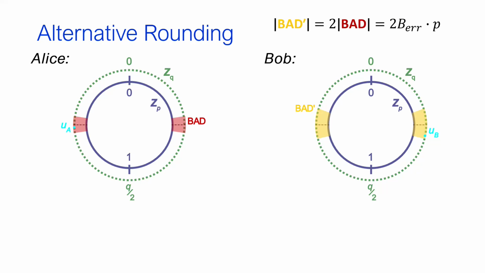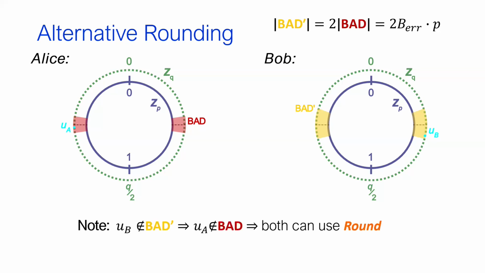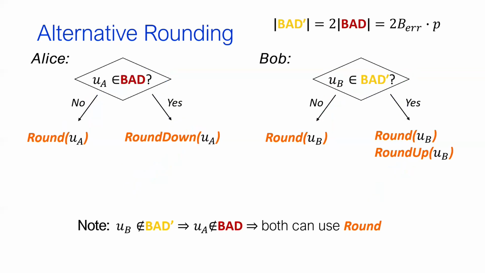know that their sum is very close to a multiple of Q over P. So in this case, their sum has to be either close to 0 or close to Q over 2. So we can notice that if Alice's share is in this red area, then Bob's share must be in this slightly larger yellow area. Or in other words, if Bob's share is outside of the yellow area, then Alice's share must be also outside of the red area. So without communicating, they both know that they can use the standard rounding method without risk of an error. So this is what we use in our construction.